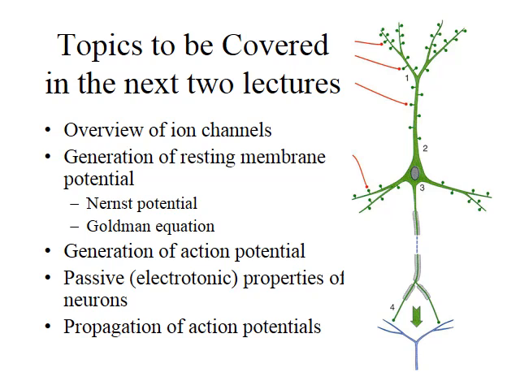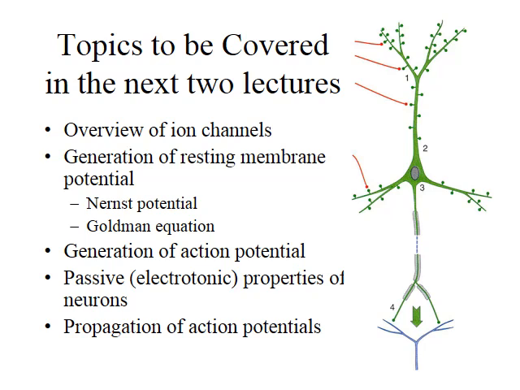During this lecture and the next lecture, we'll be talking about how the basic electrophysiological properties of neurons arise. We'll be talking first about the properties of ion channels, specifically voltage-gated ion channels. We'll then be talking about how the resting membrane potential of neurons is generated, and this will include a discussion of the Nernst potential and also of the Goldman equation. We'll then talk about how the action potential is generated and how it's initiated at the axon hillock.